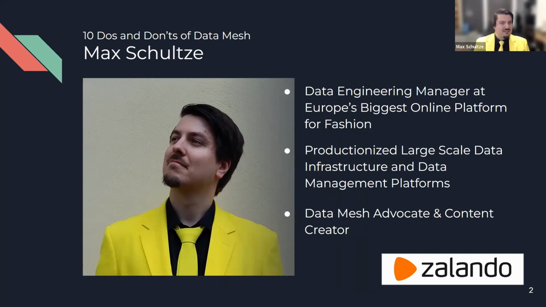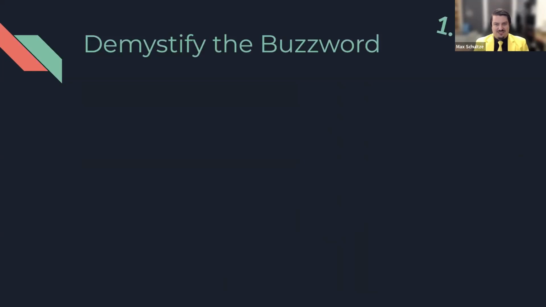But enough about me. Let's jump straight into the 10 do's and don'ts of data mesh, starting with the very first one: demystify the buzzword. Yes, this is a data mesh meetup, so I'm expecting that a lot of you already have a good understanding of the basics around data mesh, but I think it's always important to cover the basic part, so that you really ensure that everybody's on the same page, and we can run through the rest of the presentation together. So demystifying the buzzword, what does data mesh actually mean?